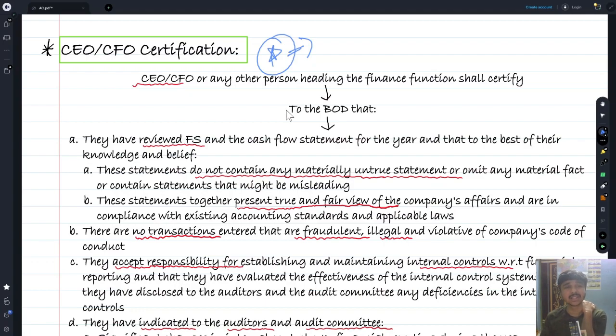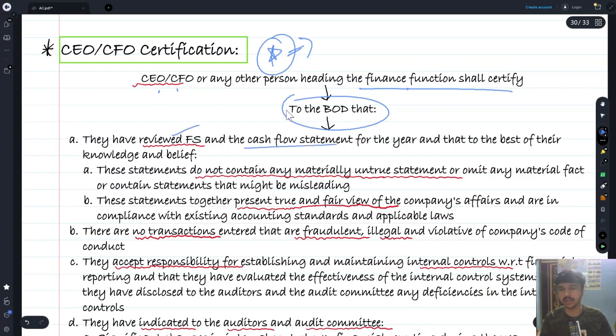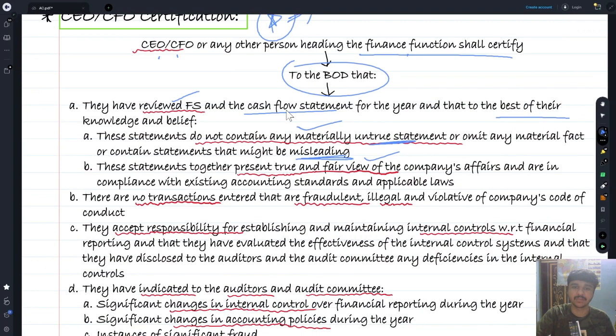LODR states that the CEO or the CFO of the company or any other person who is heading the finance function shall certify to the board of directors that the CEO, CFO or finance function head has reviewed the financial statement and the cash flow statement of the year, and to the best of their knowledge, these statements do not contain any materially untrue statement. They do not contain any misleading facts. They present a true and fair view of the company's affairs.